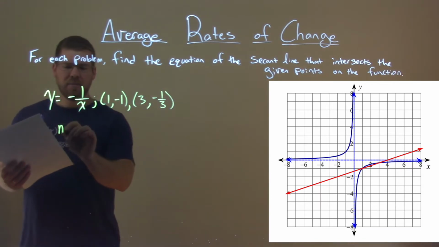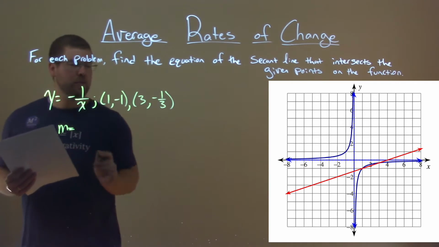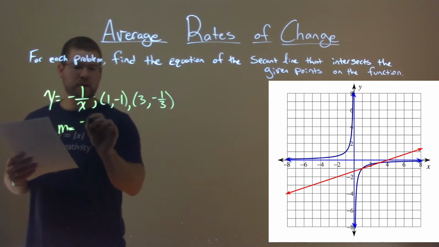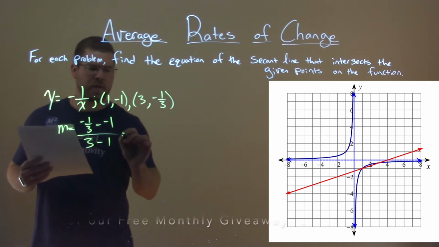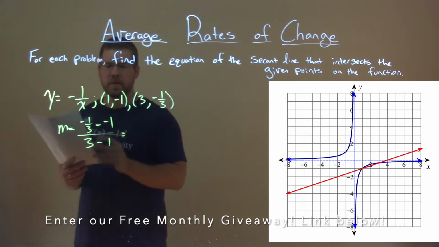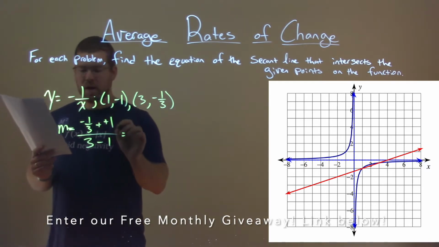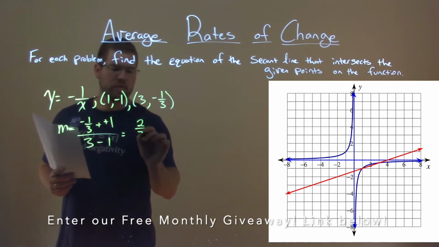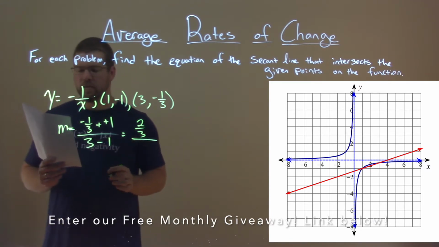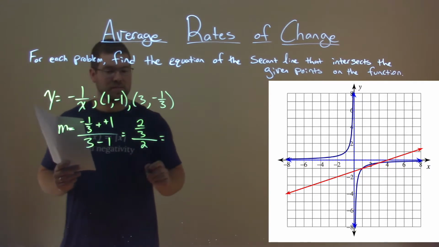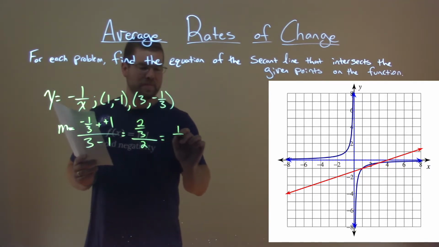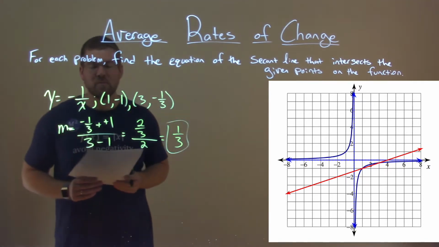So m, our slope here, is equal to y2 minus y1, so negative 1/3 minus a negative 1, over x2, 3, minus x1, 1. Now let's keep on going trying to find the slope. Negative 1/3 plus a positive 1 is a positive 2/3. 3 minus 1 is a 2. 2/3 divided by 2 is a 1/3. And so our slope here is 1/3.